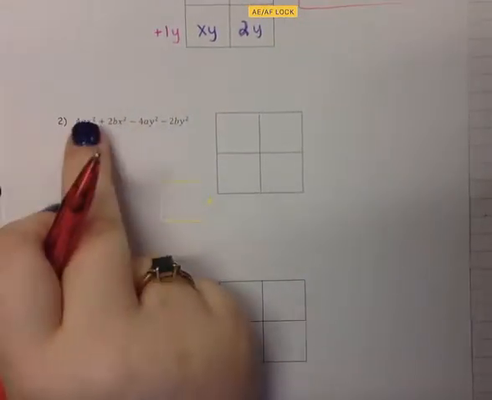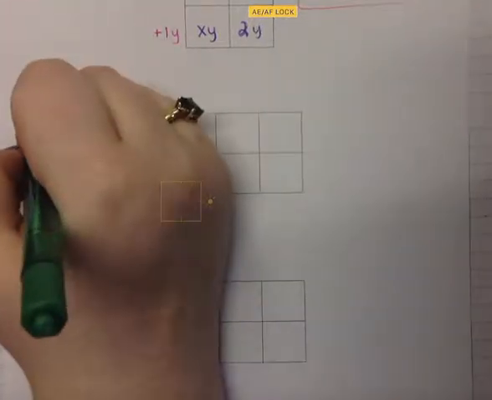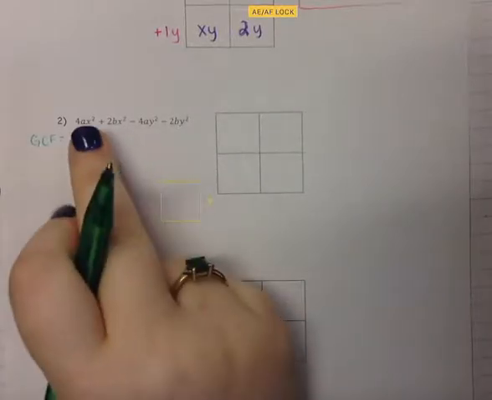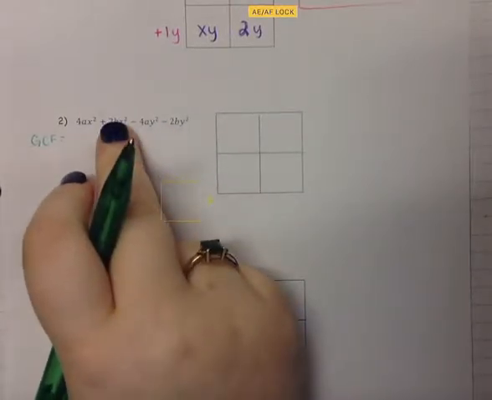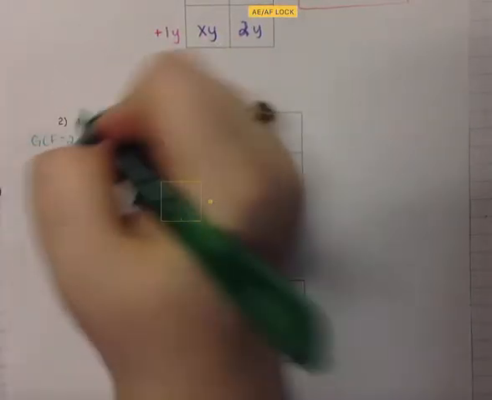On the second one, again, we have 4 terms. We still want to find our GCF no matter what. So the smallest number on here, we have 4, 2, 4, 2. The smallest number is 2. All of these terms can be divided by 2, so I know I'm going to have a GCF of 2.